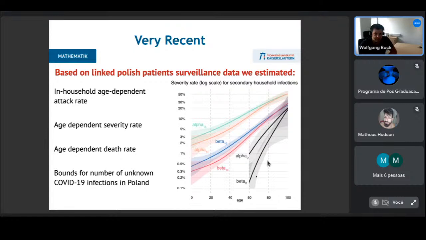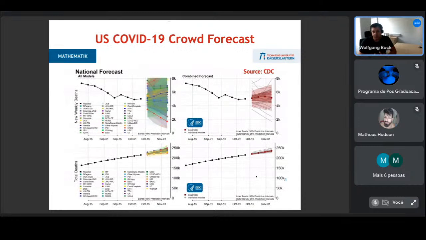Okay, so what more is done? Recently there are these US COVID-19 crowd forecasts, and crowd forecasts are now very popular. You have a machine learning method based on a lot of models which are making the forecast, and then based on that you have some combined forecast or some ensemble models. We have this now in the European Union too, and also here we do some forecast, and usually in number of deaths, a number of infected in Poland, we are on number one.